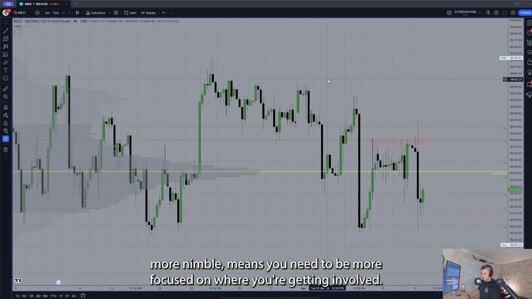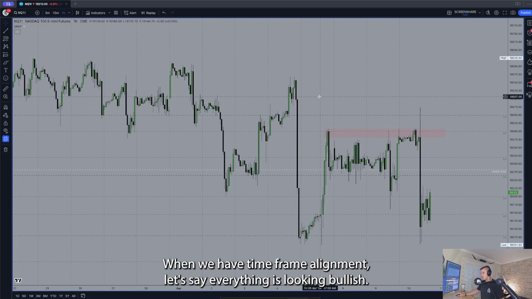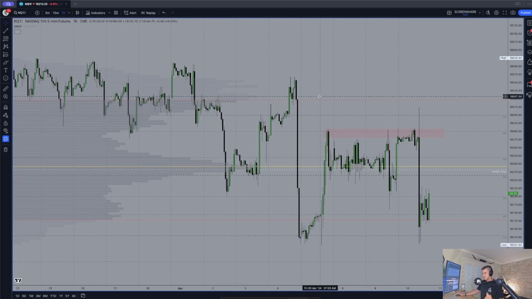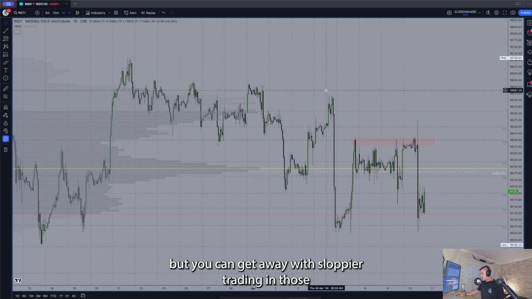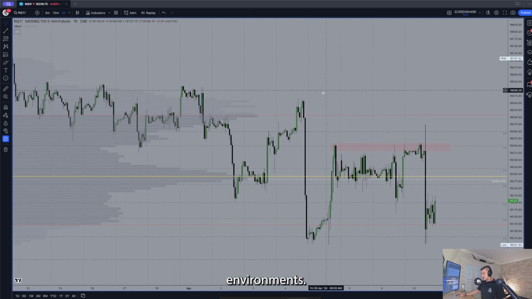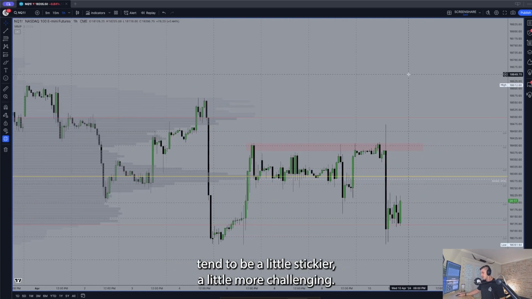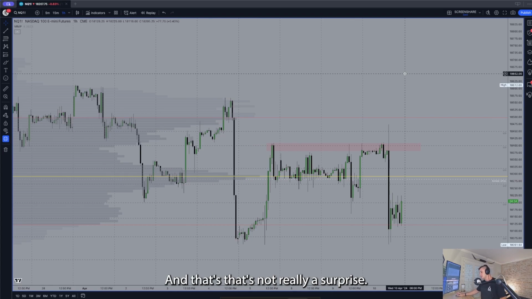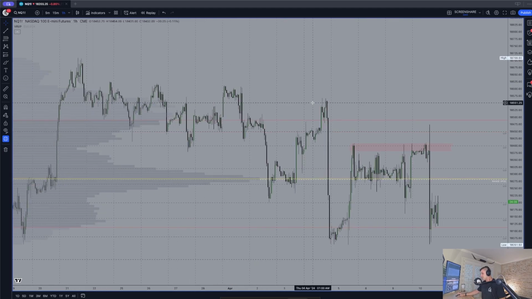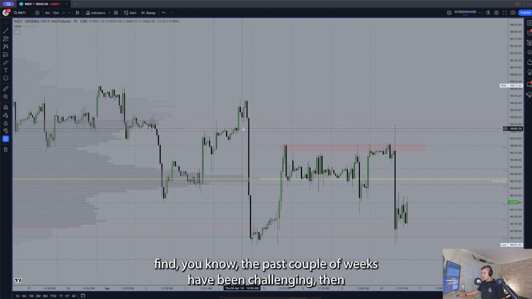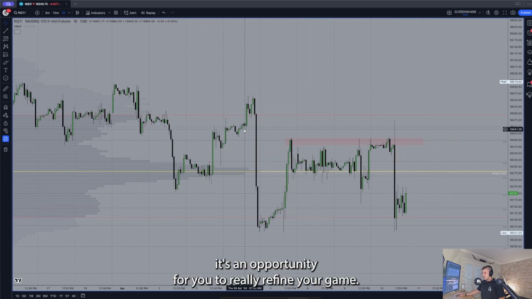Means you need to stay more nimble. It means you need to be more focused on where you're getting involved. When we have time frame alignment, let's say everything is looking bullish, you can, not that you should, but you can get away with sloppier trading in those environments. And so, if you're a developing trader, these environments tend to be a little stickier, a little more challenging, and that's not really a surprise. It's because of the nature of the current setup. So if you do find the past couple of weeks to have been challenging, then it's an opportunity for you to really refine your game.